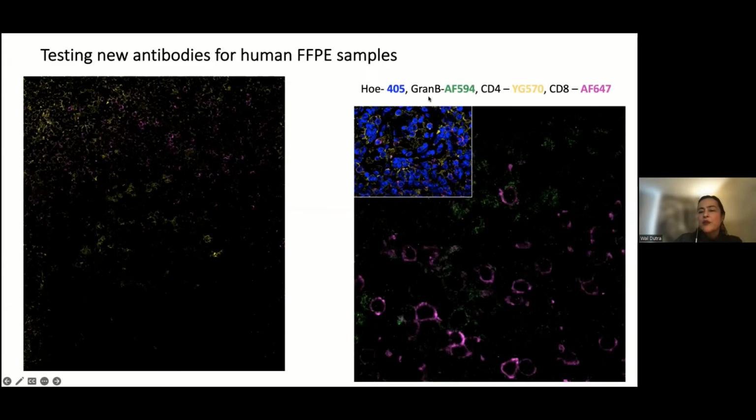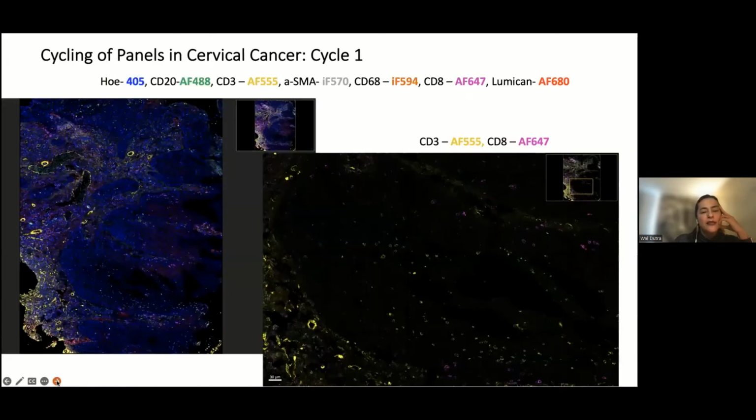Then once you assemble your images, you can determine what are the cells, what's the percentage, what is the frequency, what is the intensity, and many different characteristics. So we had a lot of fun establishing many different human antibodies. So this is just to give you an example of cycle 1 for one of the cervical cancer samples. So you can see here the overlay of the many different parameters and molecules that were stained here.